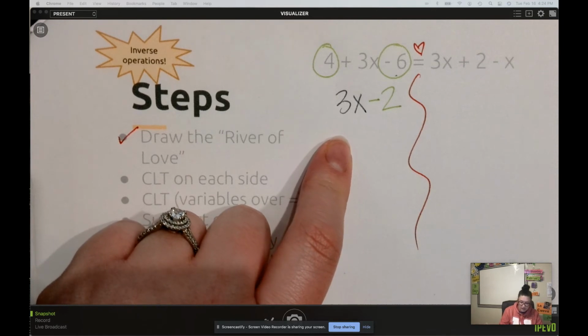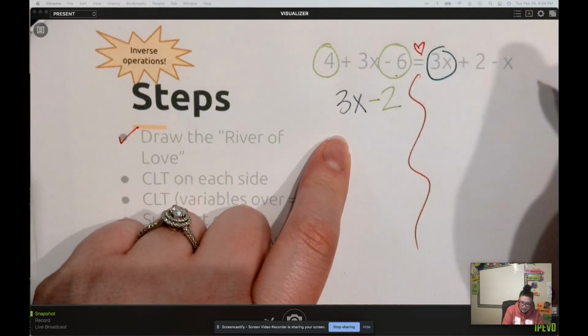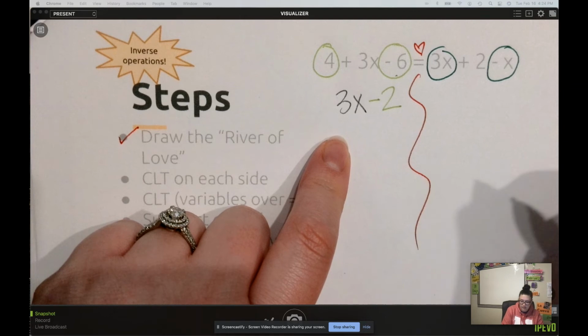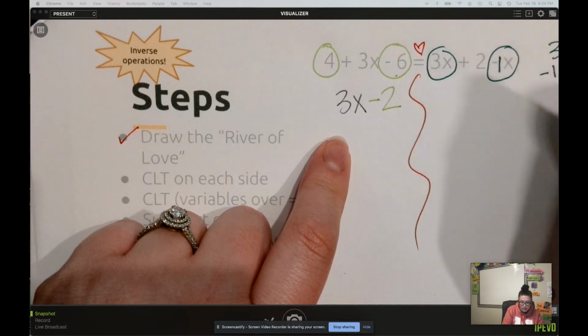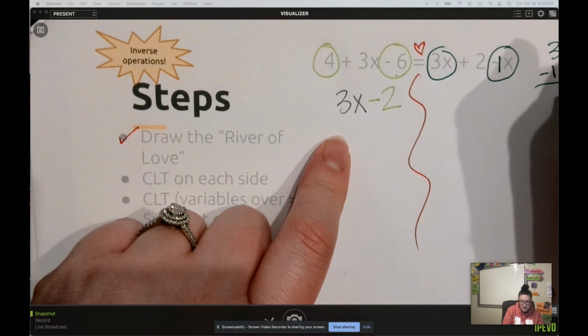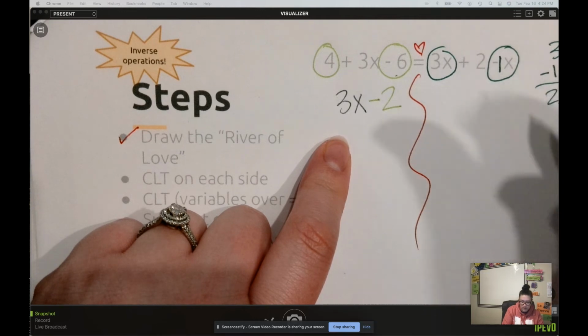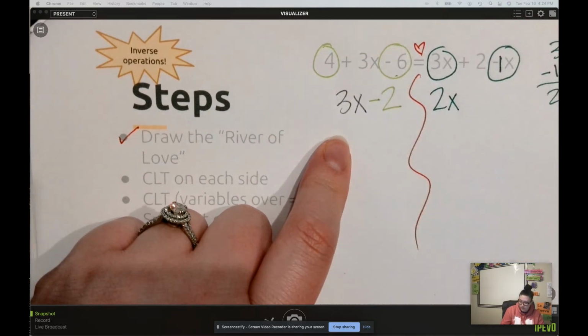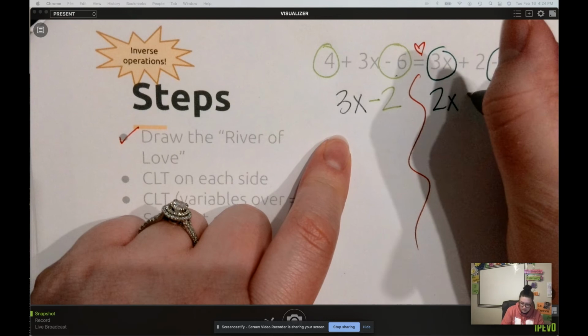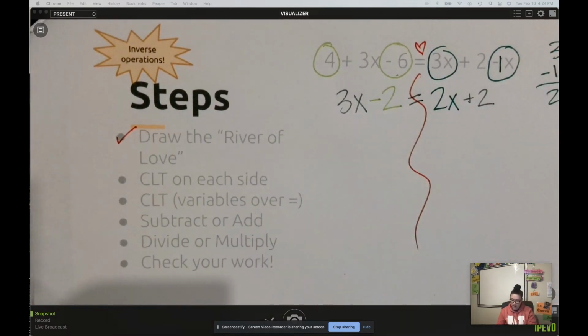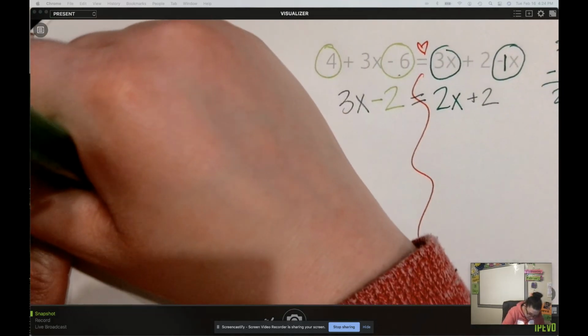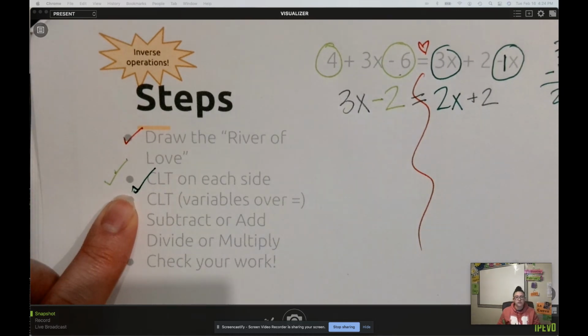On the other side, I have a 3x and a minus x I can combine. 3x minus, remember there's that imaginary 1 in front. 3x minus 1x gives me 2x. And then I bring down that plus 2 from up top still. And there I combine my like terms on each side. Double check, one for each side.